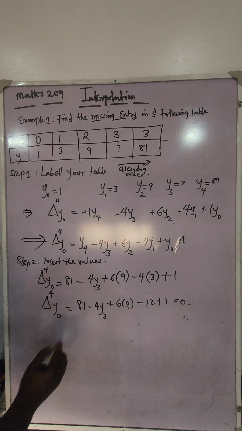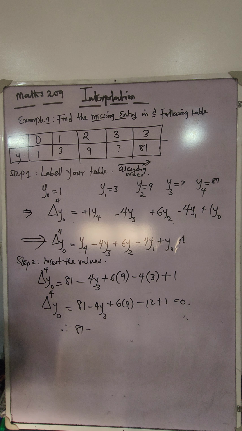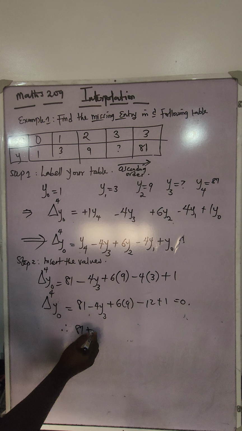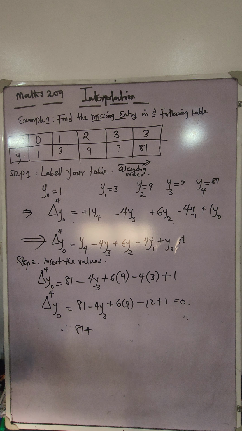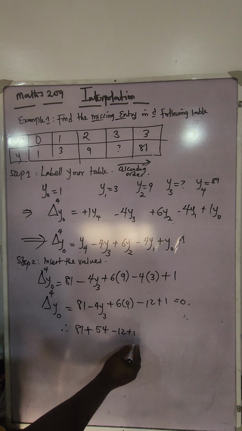Let's equate it to 0. So we said 81 plus, now class, what is 6 times 9? 6 times 10 is 60. So what will be 6 times 9? What do you think our 6 times 9 will be quickly? 6 times 9 I believe is 54, right? 6 times 10 is 60, so 6 times 9 is 54. This is 54 minus 12 plus 1.